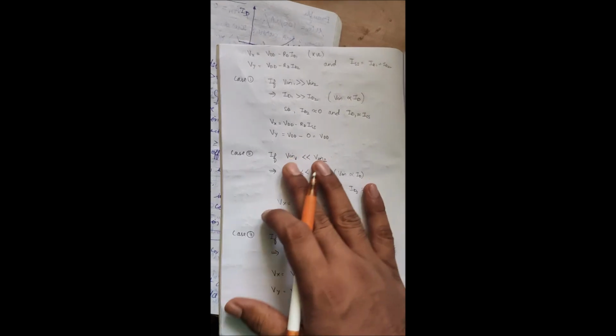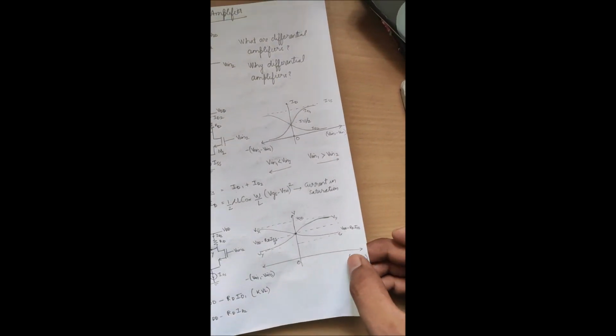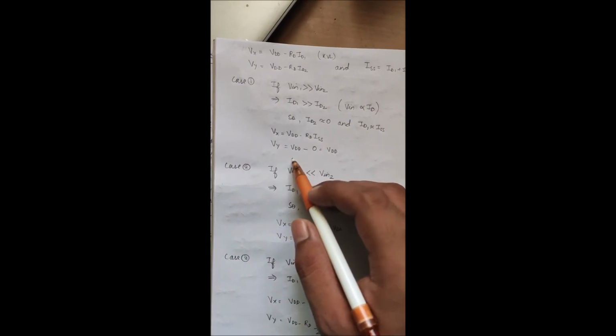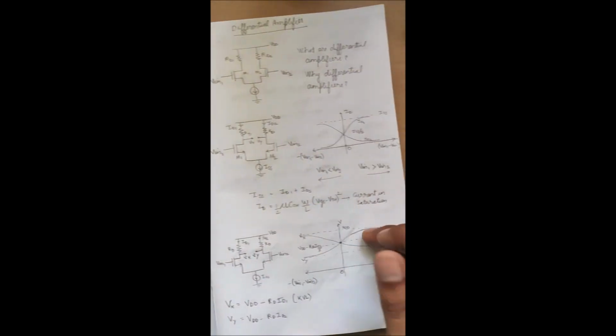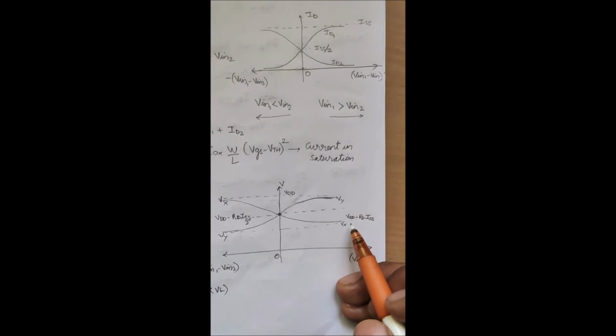These are the cases which I have represented in the graph, as you can see. This right extreme shows what happens to Vy when Vin1 is very much greater than Vin2. As you can see, Vy is equal to Vdd and Vx is equal to Vdd minus Rd Iss. That is what is given.